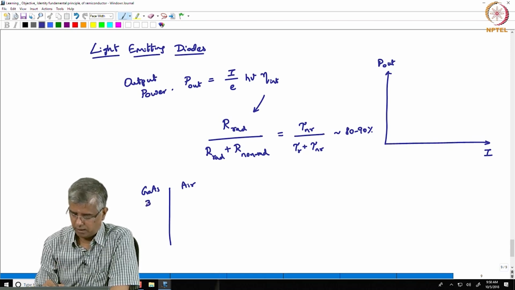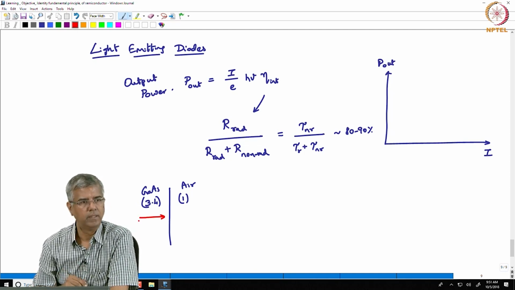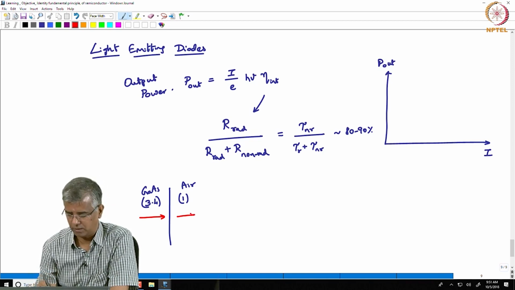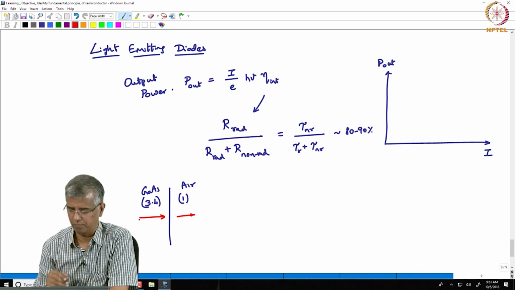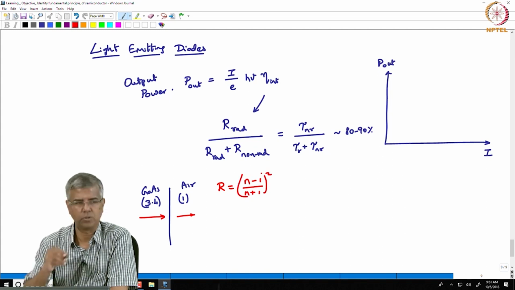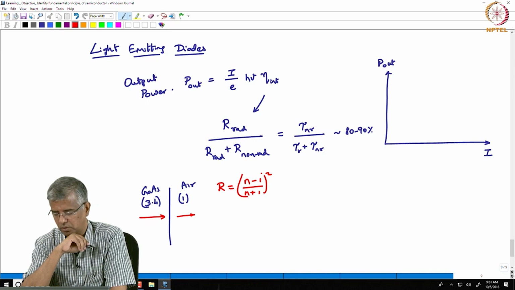Gallium arsenide has a refractive index of 3.4, and air has a refractive index of 1. So, when light is incident on this, there is going to be reflection. Not all of it is going to go through. That reflectivity is going to be given by ((n minus 1) divided by (n plus 1)) the whole squared.